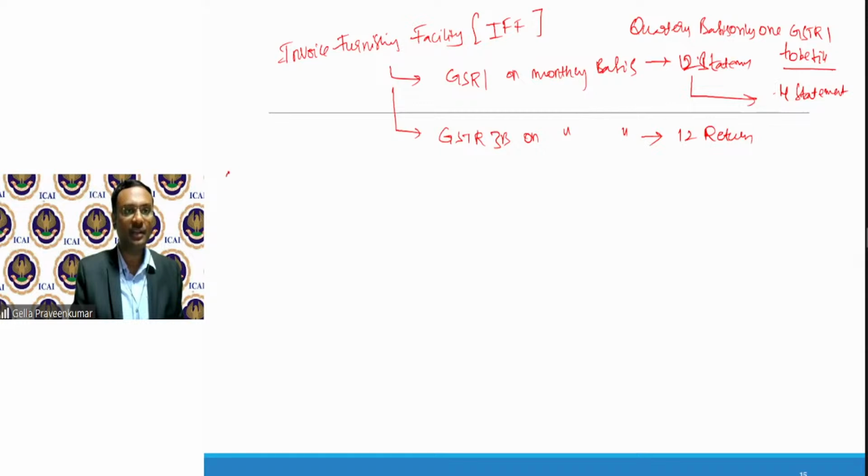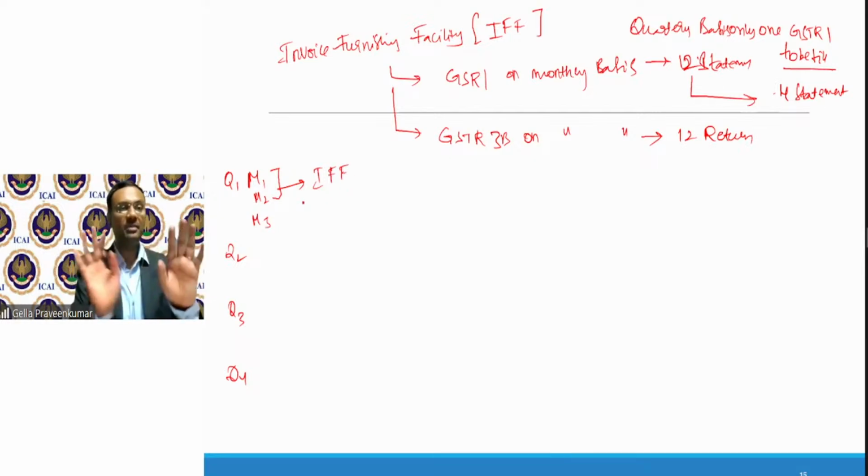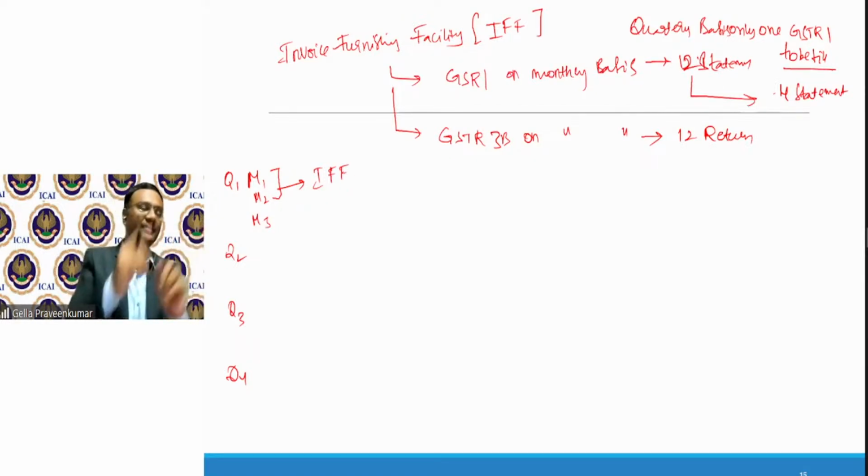So what they're saying, quarter 1, quarter 2, quarter 3, quarter 4. Month 1, month 2, month 3. Month 1, month 2, file a simple statement called IFF. By the way, simple is not my simple. The government says, I'm just reproducing their statement. They say file a simple statement called IFF. In month 3, file a statement called GSTR-1.